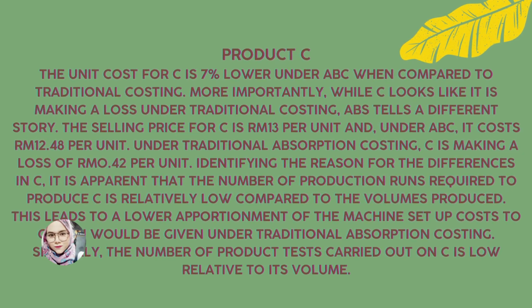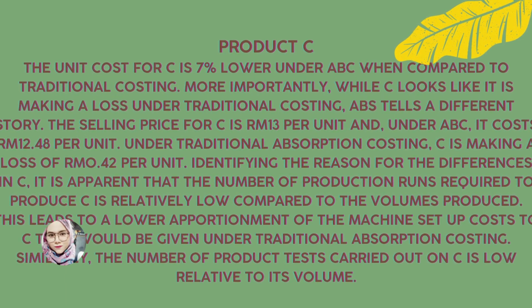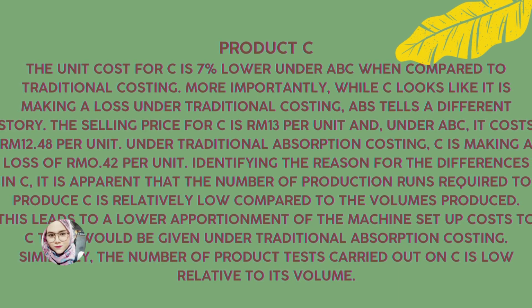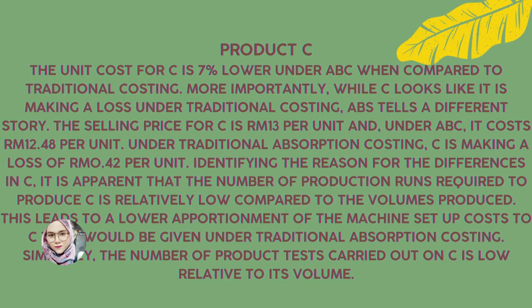How about product C? The unit cost for product C is 7% lower under ABC when compared to traditional costing. More importantly, while product C looks like it is making a loss under traditional costing, ABC tells a different story. The selling price for product C is RM30 per unit, and under ABC its cost is RM12.48 per unit.